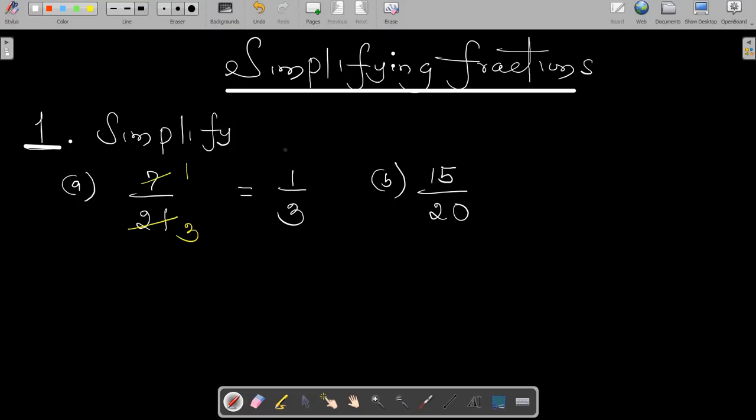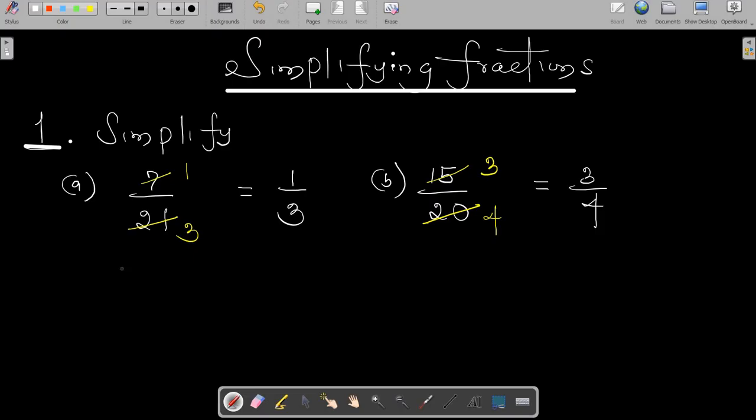So I notice here now that 5 can divide 15 here to give me 3, and 5 can divide 20 here to give me 4. And definitely the answer to this fraction to the lowest term is 3 all over 4.